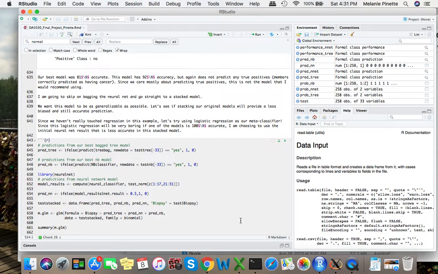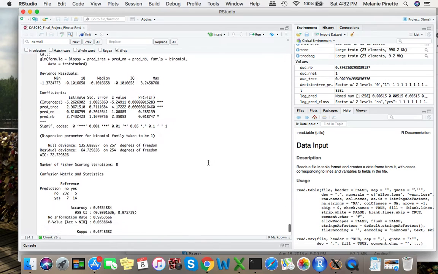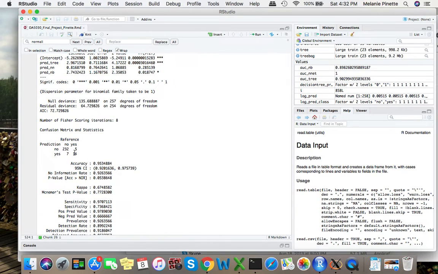So we want this ensemble to be as generalizable as possible. Let's see if stacking the models will provide a less biased and still accurate prediction. Since we still haven't really touched regression, let's try using logistic regression as our meta classifier. Since logistic regression will be a little bit boring if one of the models is 100% accurate, I'll use our initial neural net result, which is a little bit less accurate, in the stacked model. With the stacked model, we've achieved, I believe, 95% accuracy overall. Yep, and we predicted correctly 14 of the cancer patients.